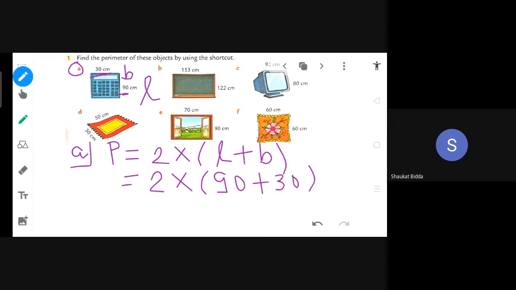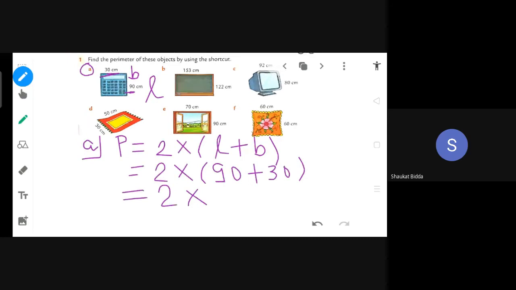Then we have to add both. So 90 plus 30 is equal to 120. Then we have to double it. We have to double 120. So the answer is 240. And here it is given in centimeter, so we will use centimeter. Whenever meter is given, meter. Whenever centimeter is given, centimeter.